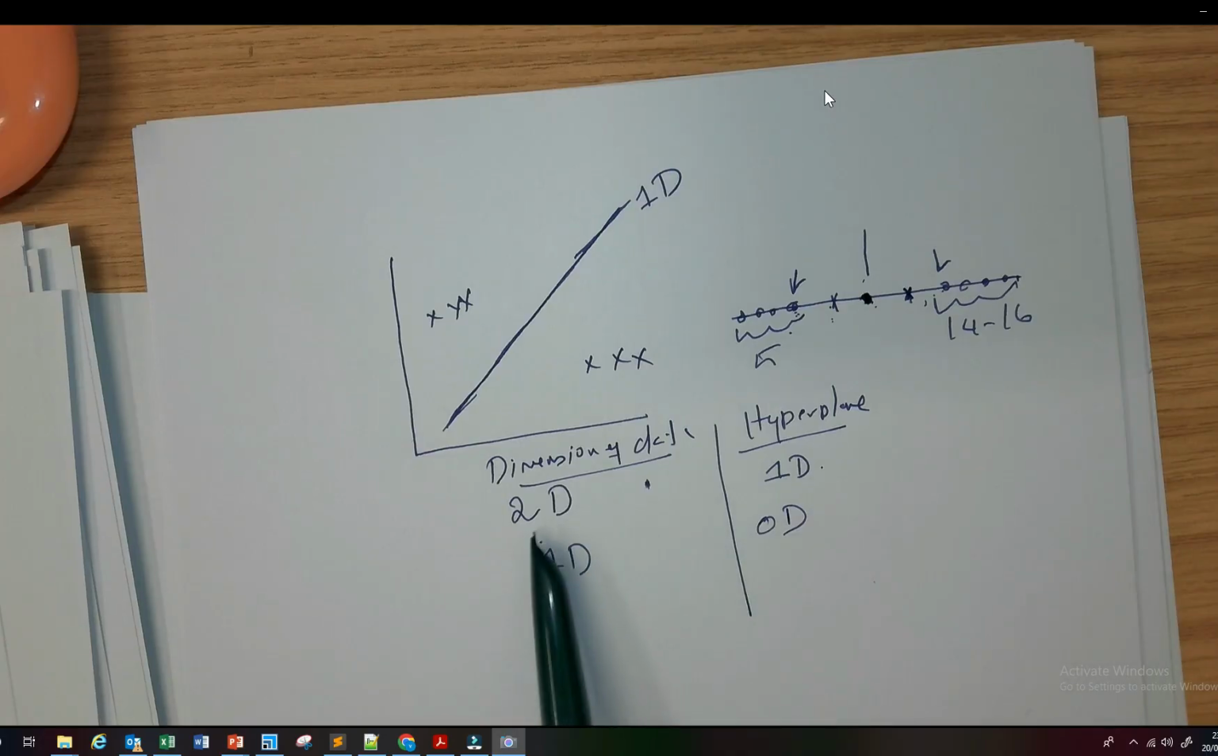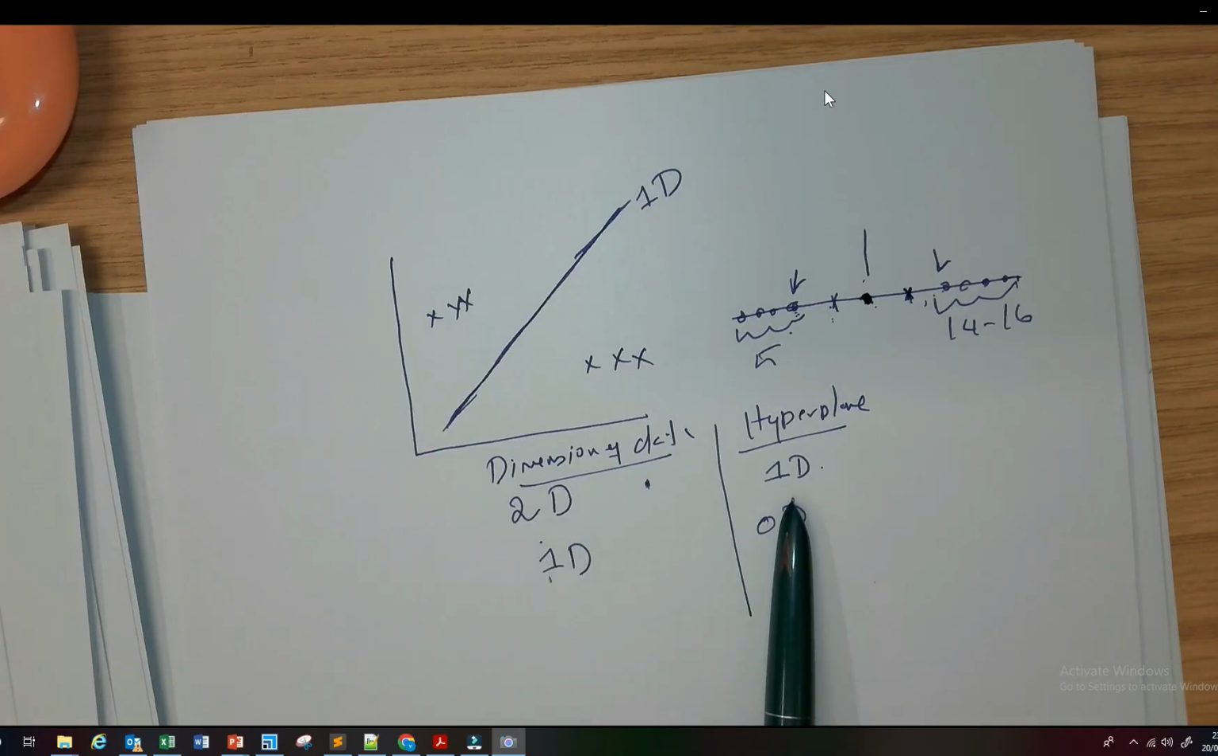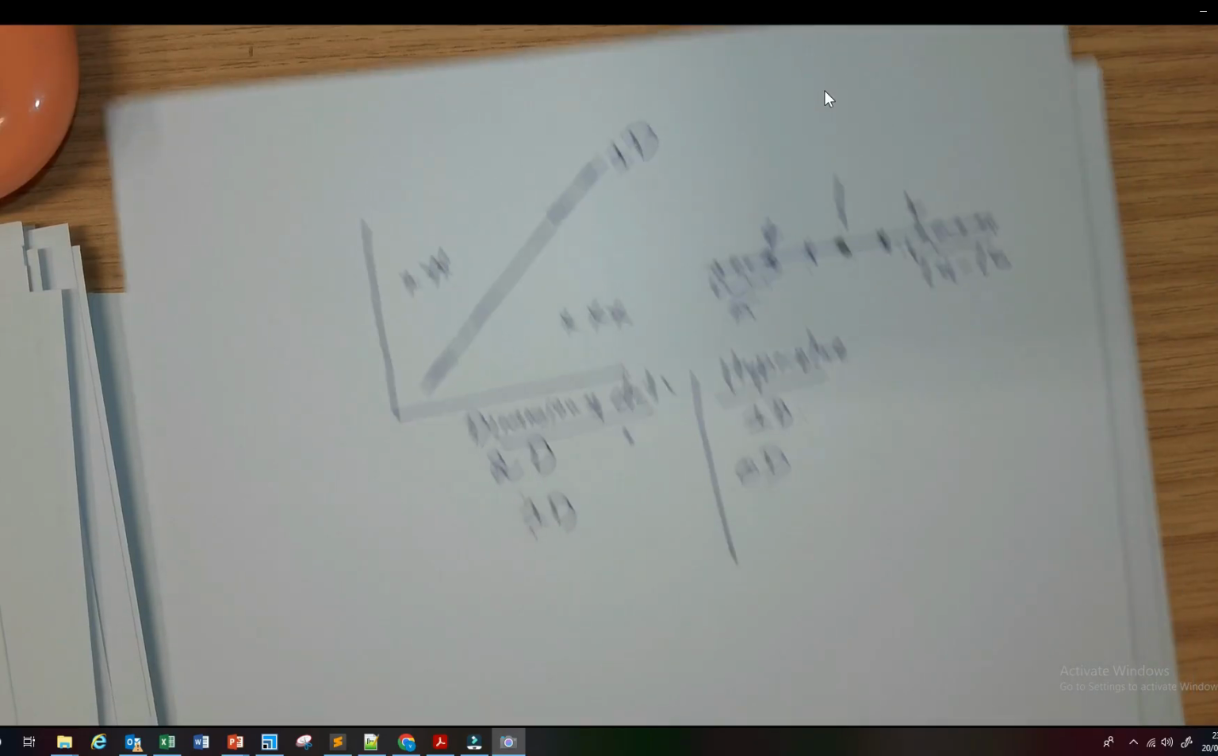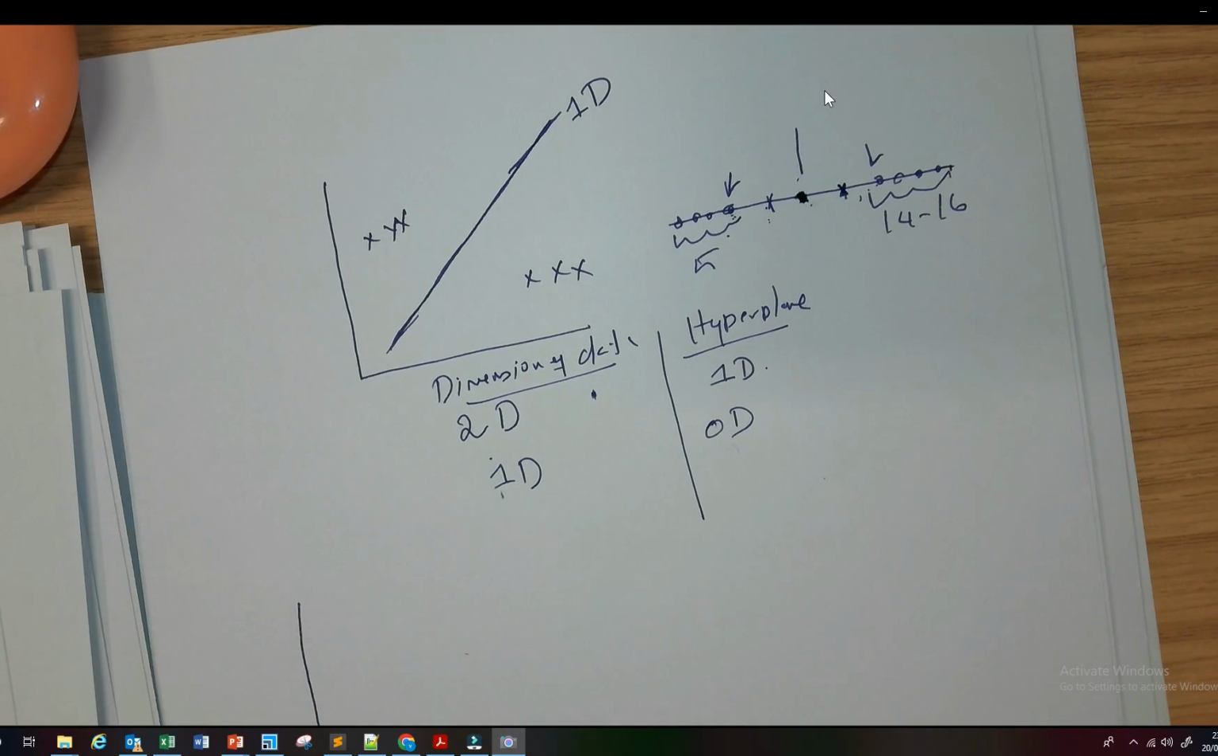So if you start with two-dimensional data, the hyperplane will be one-dimensional. If you start with one-dimensional data, the hyperplane will be zero-dimensional. The rule is the same. You will see, let's say you have three dimensions.